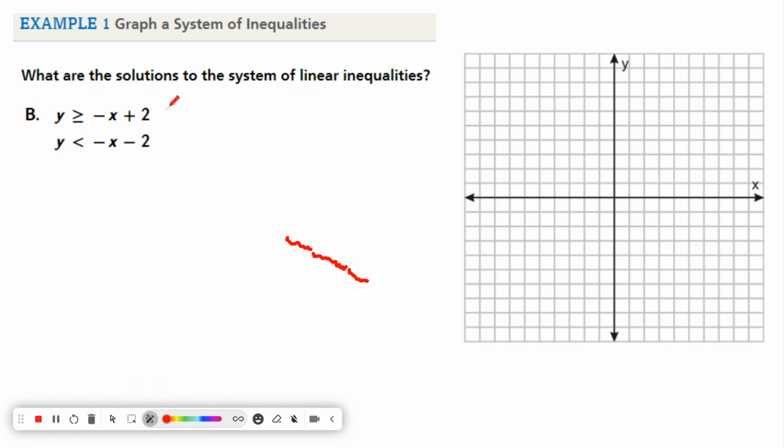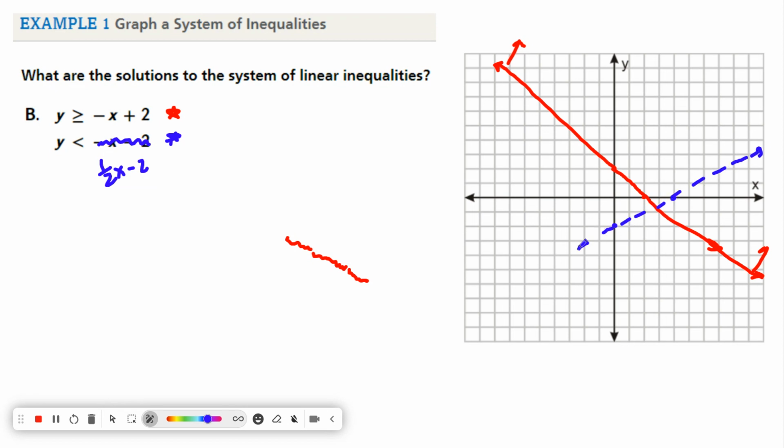Okay, so for my first one in red here, my 2 points were 0, 2, and 2, 0. The line was solid, and again, do your best to go all the way across, and my shading was above, so it was up here. For my second one, I'll do it in blue. Remember that I changed it to 1/2 x minus 2. So my 2 points were 0, -2, and 4, 0. This was a dashed line, and my shading was below.